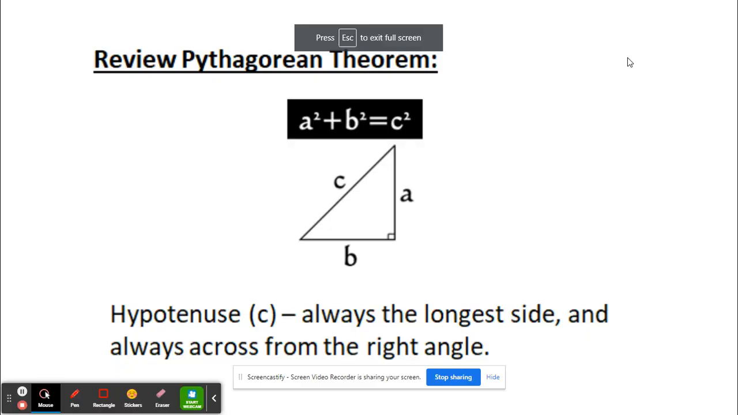All right, this video is going to review the Pythagorean theorem. So we're just going to jump on in. First of all, the Pythagorean theorem applies to right triangles. We are going to use it later on in geometry to determine if a triangle is obtuse or acute.